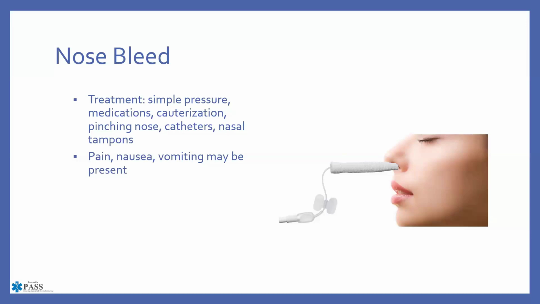They can also use cauterization tools, catheters, and nasal tampons. This is an example of a nasal tampon, where they will insert the nasal tampon and then inflate it, and it puts pressure onto the bleeding vessel in hopes that the bleeding will soon stop. Patients may have a little bit of pain and nausea. If they have nausea and vomiting, that's probably related more to the swallowing of blood than anything else. So it's just a matter of getting the bleeding to stop and having the patient stop swallowing blood, and hopefully the nausea and vomiting will go away.